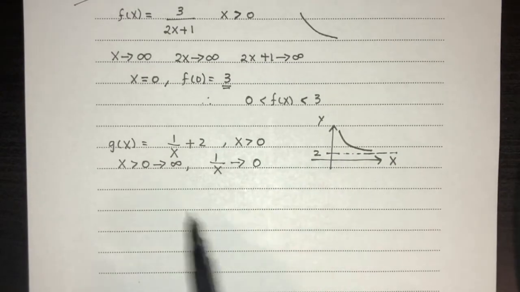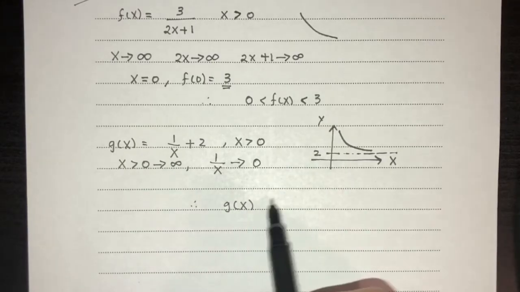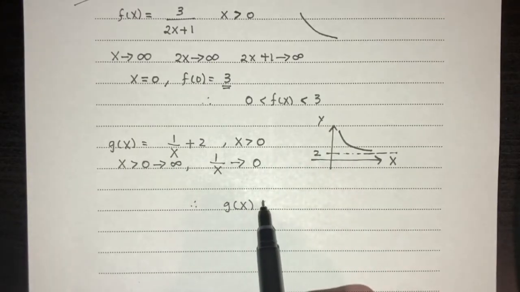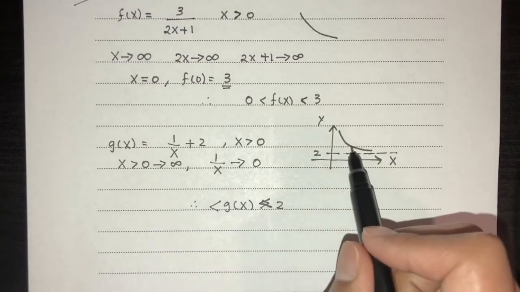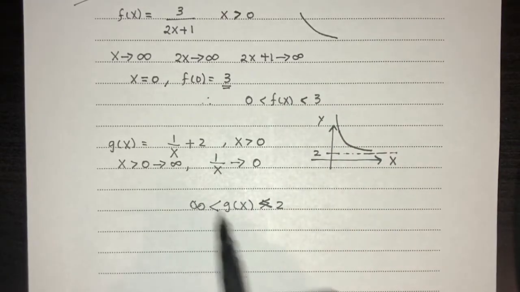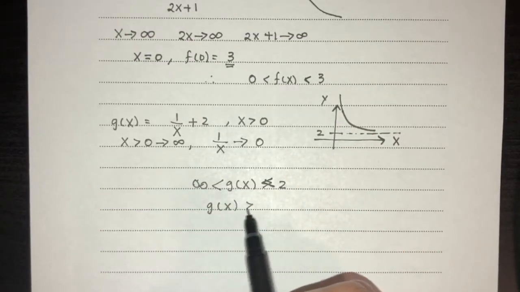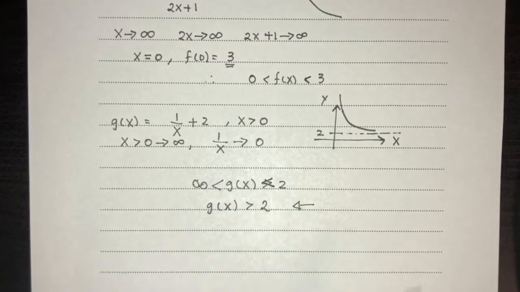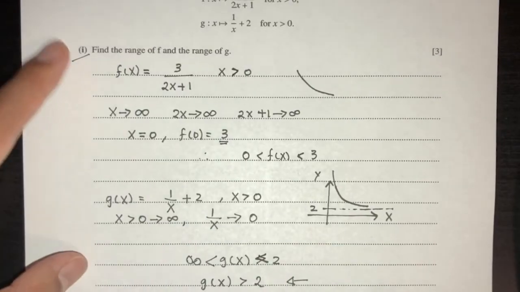So it means that your range of g is between 2, sorry, I have to write this way, and between, this one goes up, up, up, never touches this one, it keeps going up to infinity. So it means that your value of g is just bigger than 2. That is your range of g of x and your range of f of x. And that is part 1 for question number 7.